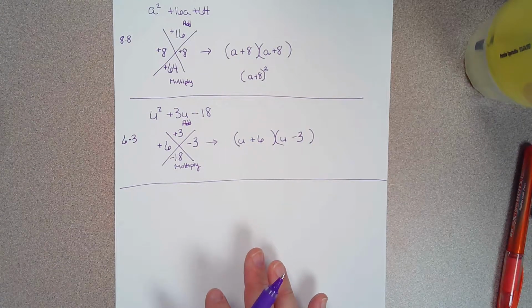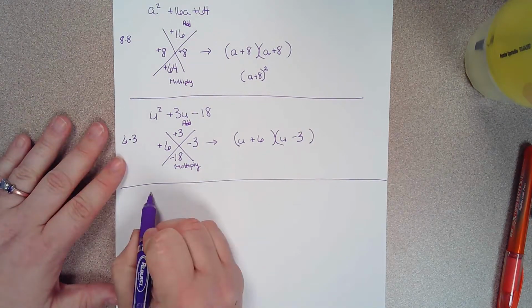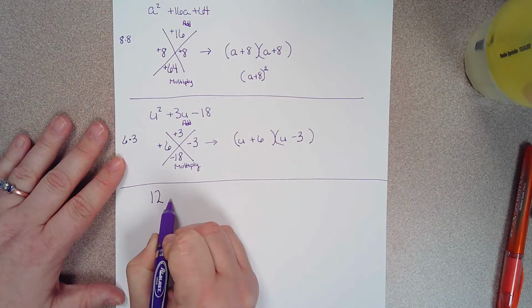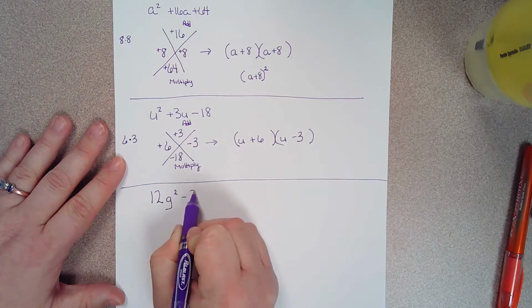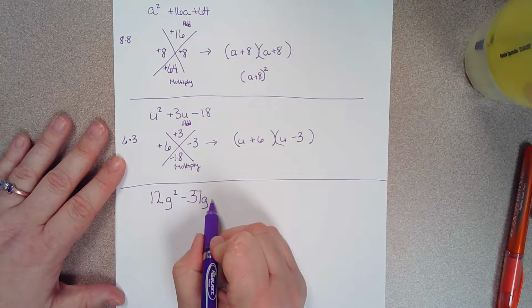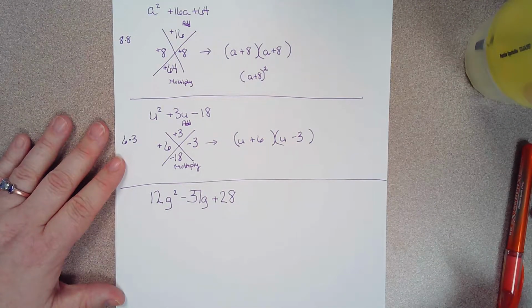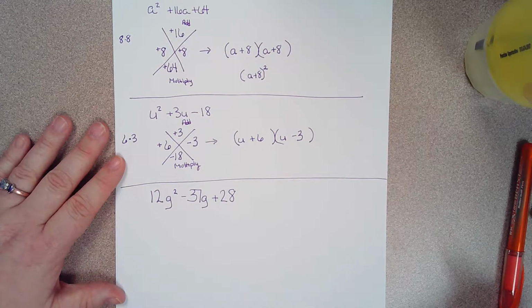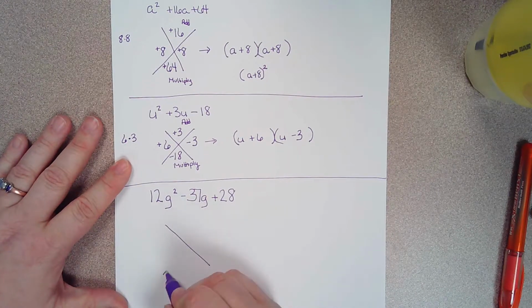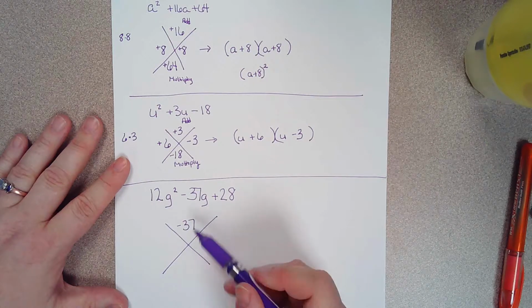Now, the first stage of any of these is going to be to make sure that you copy them correctly, because I have to admit there are times in which I do miscopy. So the first one we have here is 12g squared minus 37g plus 28. We are going to use the x factor, but the slightly altered form is going to be: I have a 12 in front of the g squared. So I drop down the negative 37, and instead of just putting 28, I have to multiply.